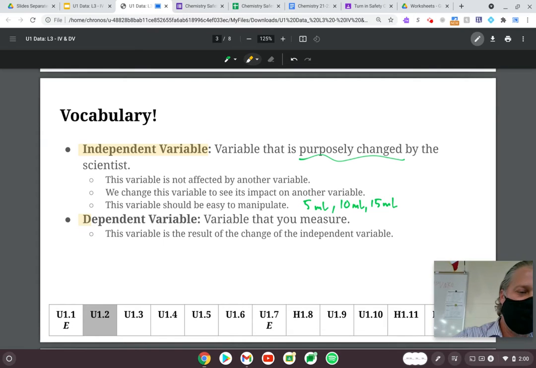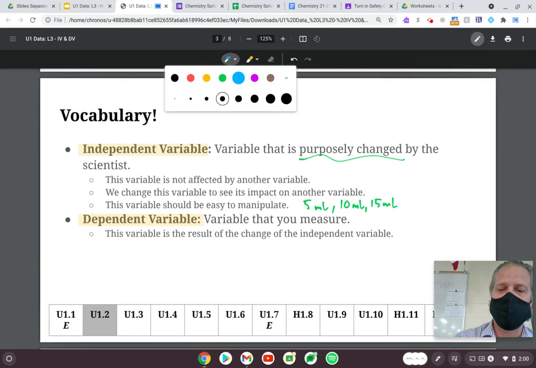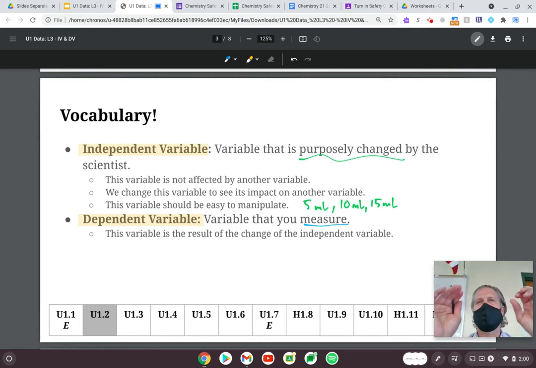The dependent variable is the variable that you measure. It's the variable that you're looking for the result. Okay, so I changed something with the independent variable, and now I'm watching to see what happens with the dependent variable.